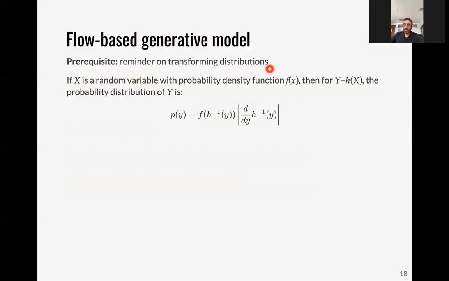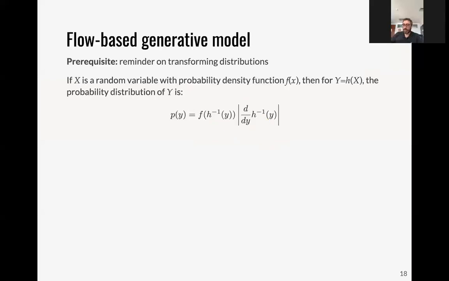a random variable with a probability density function f of x, then if we transform this variable with some function h, then the resulting variables y are distributed according to P of y, where P of y is given by this expression, right? So this is basically f of x, so the original distribution, times some Jacobian function.